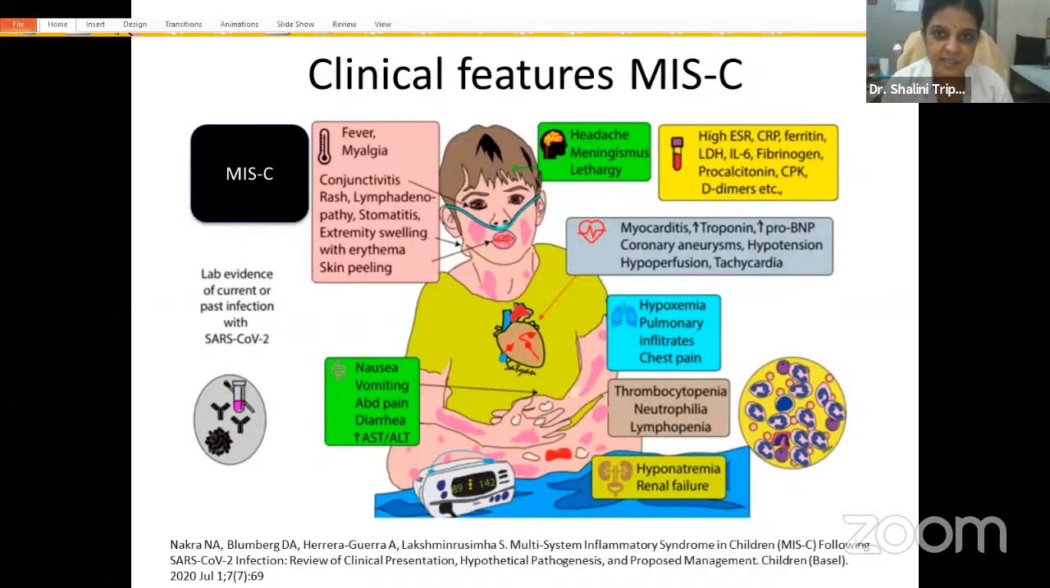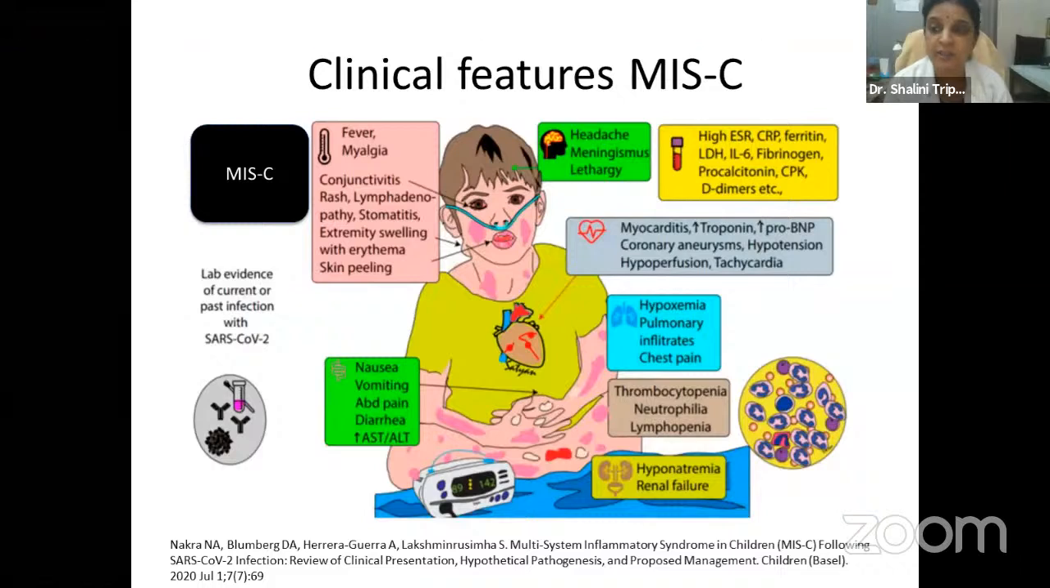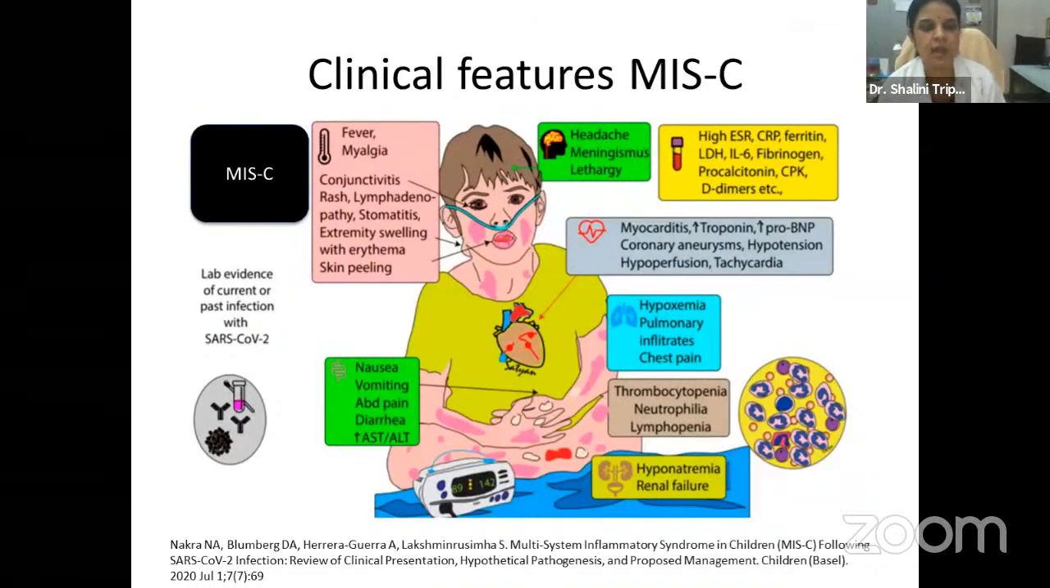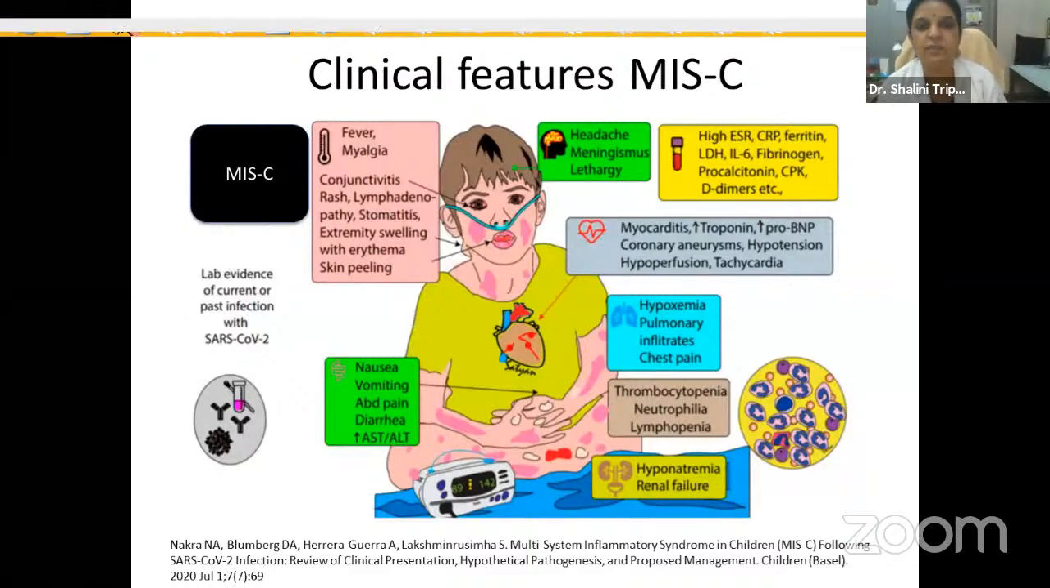I have already discussed that. This diagram is also again from Dr. Satyan, and it shows when we are going to suspect it. First and foremost, the important thing is that we should have at least 3 days of fever in that child, then only we will start thinking about it. Then myalgia, non-purulent conjunctivitis, red eyes, then maculopapular rash, lymphadenopathy, oral stomatitis, and extremity swelling with erythema, skin peeling just like Kawasaki disease.